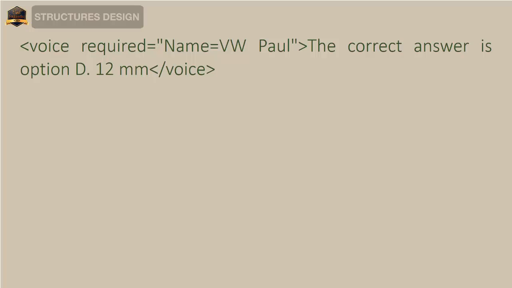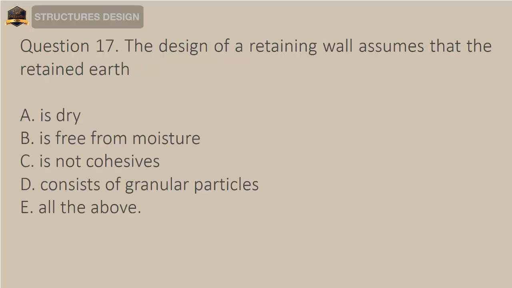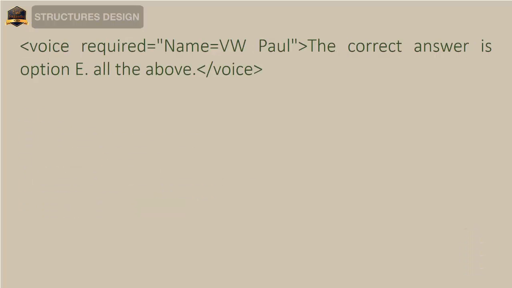Question 17. The design of a retaining wall assumes that the retained earth A. is dry, B. is free from moisture, C. is not cohesive, D. consists of granular particles, E. all the above. The correct answer is option E, all the above.